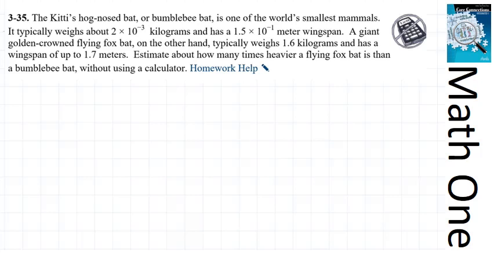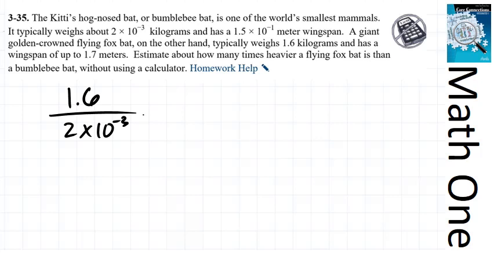So if I do that, let's write down the weight of the flying fox bat, 1.6 kilograms, and we're going to divide that by a very small weight. It's 2 times 10 to the negative 3rd kilograms. By the way, when I do this kilogram divided by kilogram, the kilograms cancel, and this just is a pure number, right? It's just how many times bigger is one than the other.